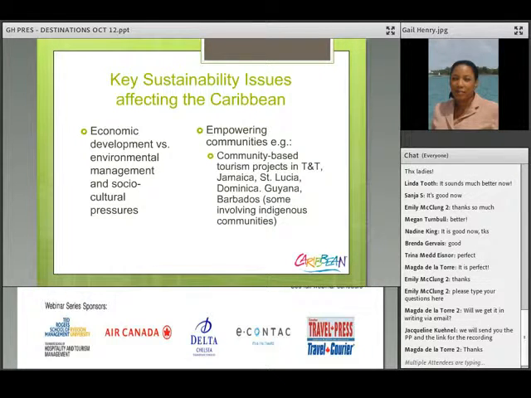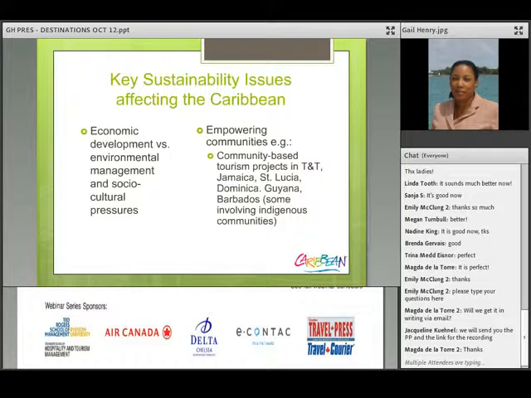And some of the responses to this, especially at the national level, have been in terms of empowering communities through capacity building and specifically training, etc., so that, as Jacqueline mentioned before, they can manage and take charge of developing tourism within their own communities, and look at it as well from a sustainable tourism perspective. And throughout the region, there are a number of community-based tourism projects, and I mentioned some of the countries here: Trinidad, Jamaica, Guyana, Dominica, etc.